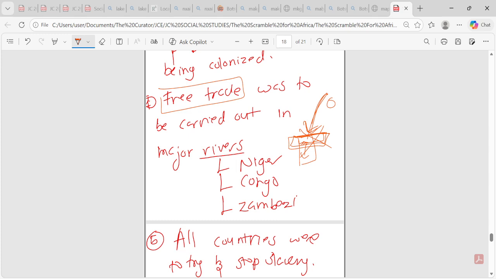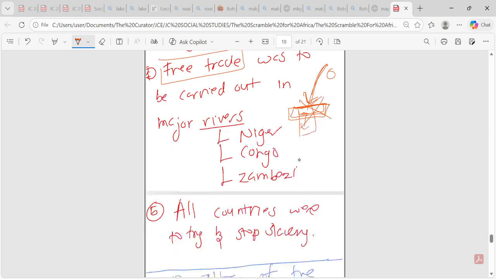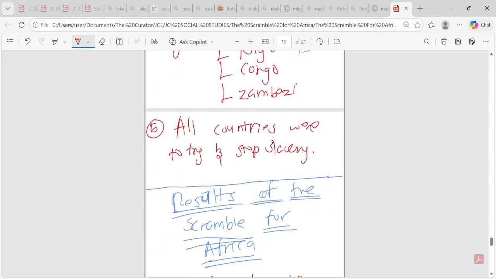So that's the fourth condition there. Number five, all countries were to try and stop slavery. Remember, the missionaries were the ones who were actively pushing for colonization, and so they wanted to abolish slavery, seeing that the Boers were oppressing the indigenous people, the African people.